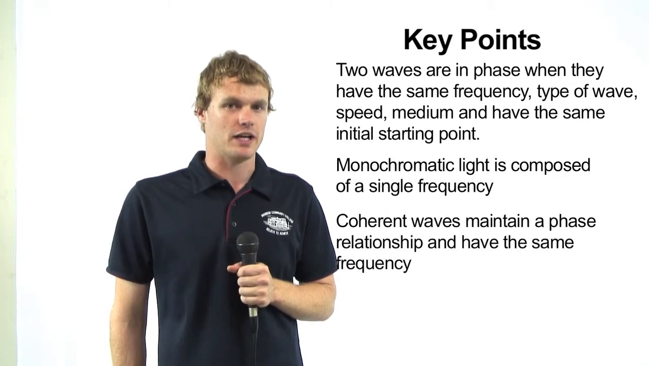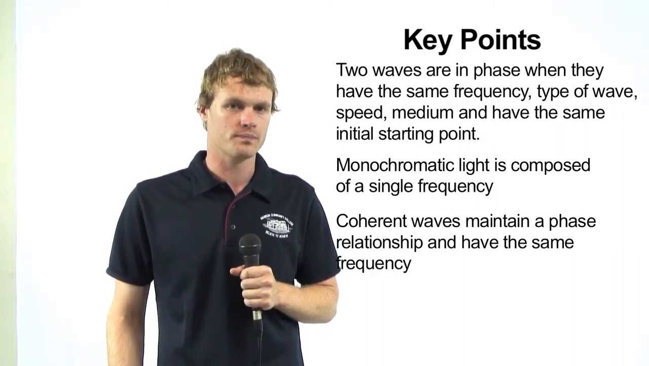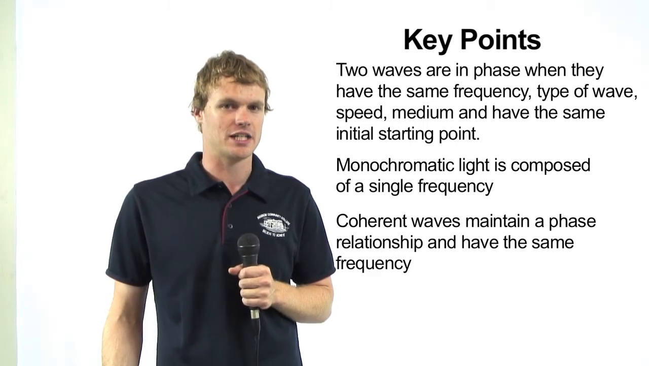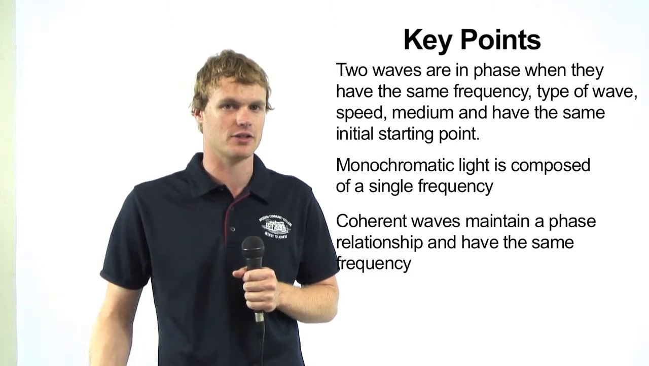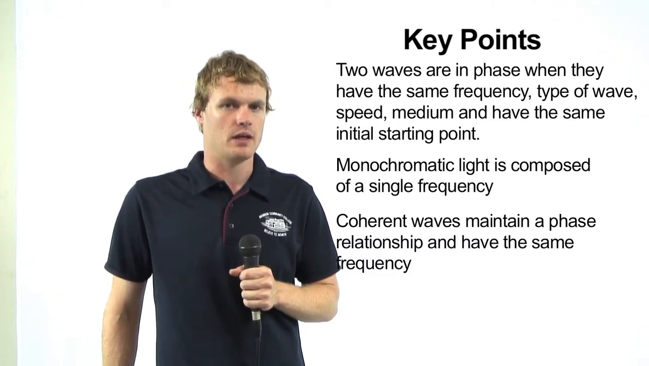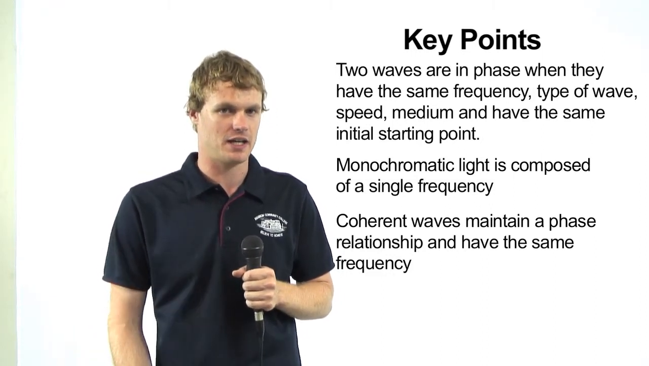A coherent wave source are where we have waves, so two or more, which have a phase relationship. They're not necessarily in phase, they can be, say, 90 degrees, 180 degrees, so on and so forth, as long as they maintain the same phase relationship and they have the same frequency. They travel at the same speed, same wave, same medium.